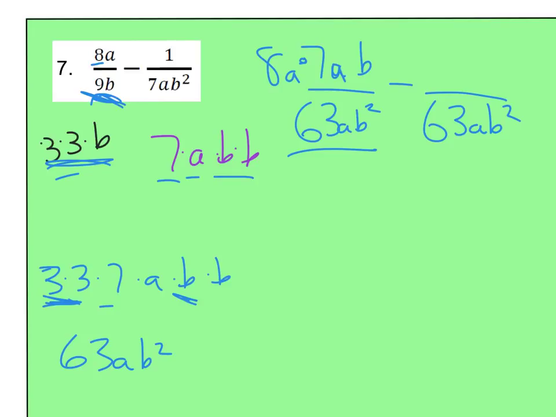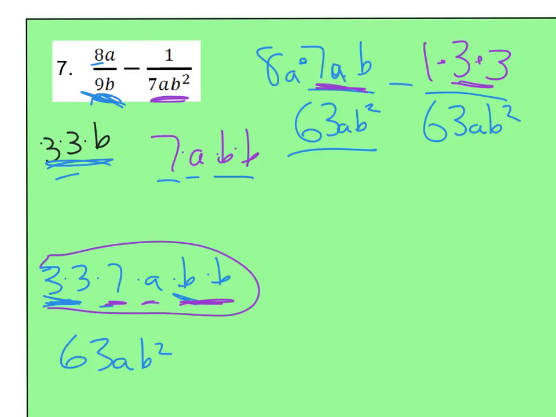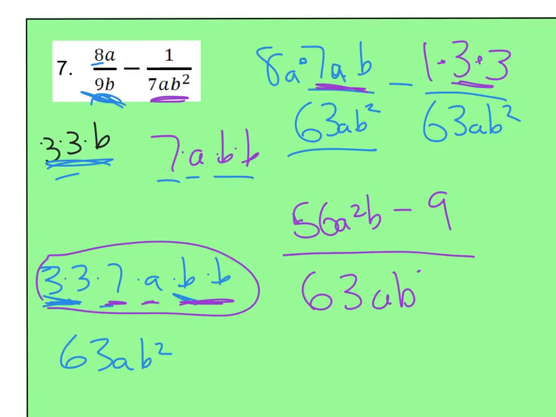For the other one, I've already got a 7ab squared. So I've got the 7, I've got the a, and I've got the b squared. So what I need to add on top is the 2 3's. So this is coming from what I figured out to be my least common multiple. So now when I put this together, that will be 56a squared b minus 9 over 63ab squared. There is my fully simplified answer.